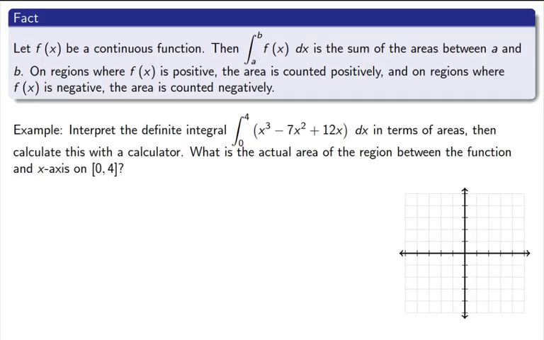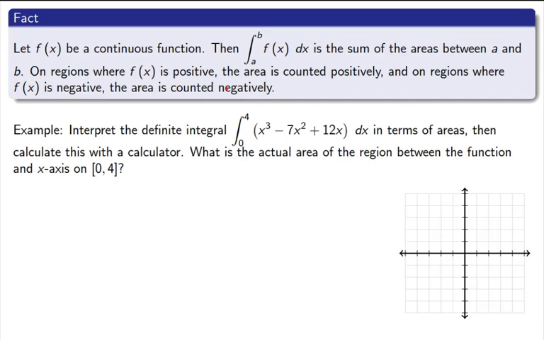So here's how this actually works. If we have a continuous function, which is just part of the definition of this definite integral, then we can look at our integral here, and this is the sum of all the areas between a and b. But when I say sum of the areas, it's sort of a net sum, if you will. If the function's positive, then the area is positive. If the function is negative, then the area counts as a negative number. So let's take a look at this example.